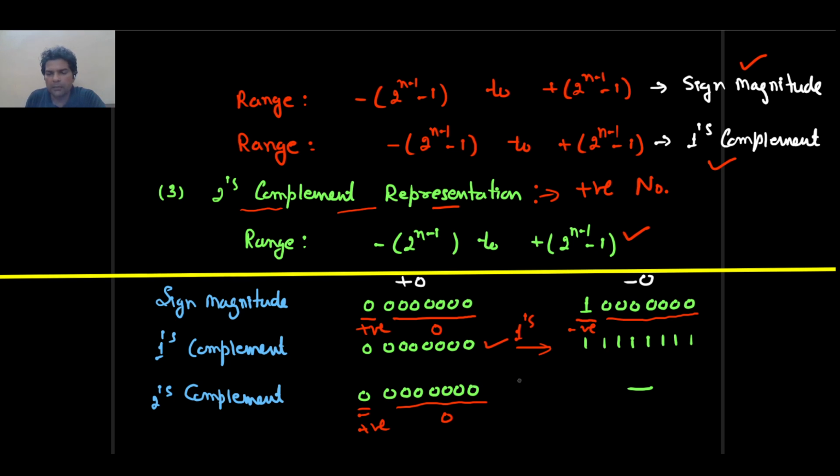represented by taking the 2's complement of the corresponding positive number. Correct? So here there is no representation of negative 0. Only a single representation of 0 is there. So that is the plus point of 2's complement. And that's why for the negative number you see minus 2 raised to power n minus 1, because only a single representation of 0 is there. So there is no negative 0 in 2's complement. That's the difference you see between sign magnitude, 1's complement, and now 2's complement. That's it. Clear?